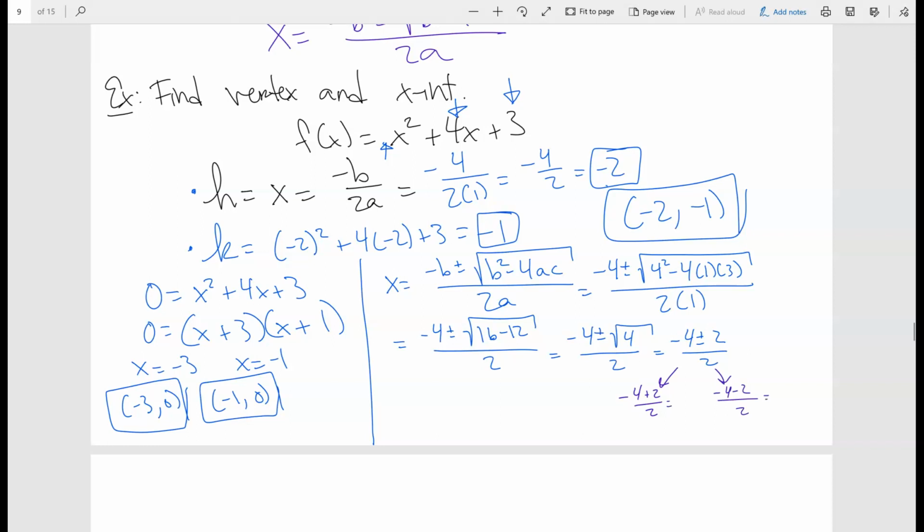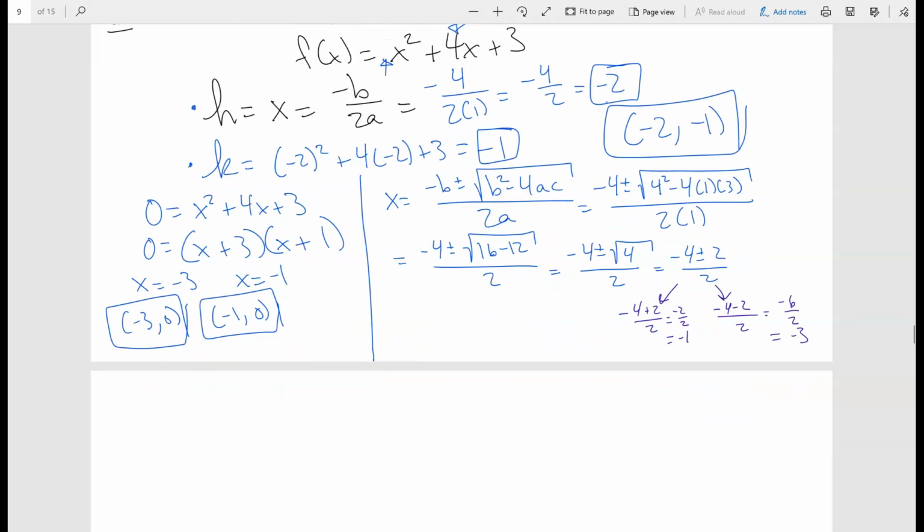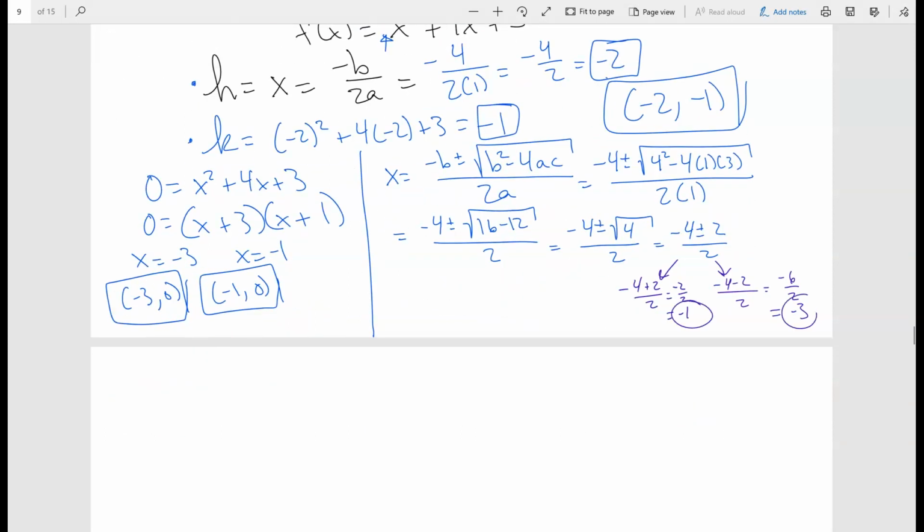Okay, so notice here what you're going to get is a negative 2 over 2, which is going to give me negative 1. And here you're going to get negative 6 over 2, which is going to give me negative 3. So it gives you exactly the same answers as these guys. Okay, so just a little bit more work.